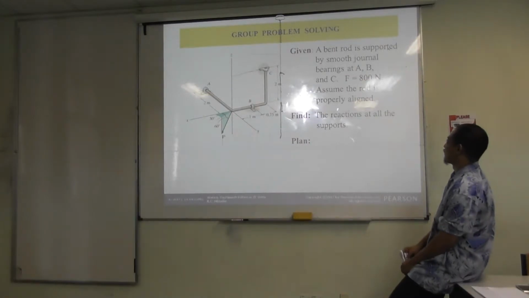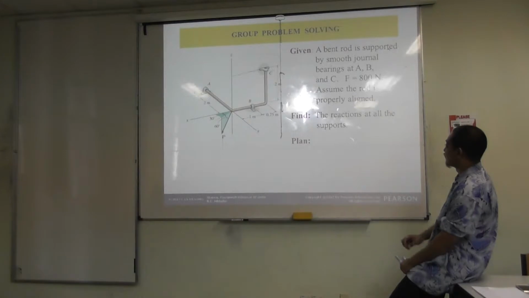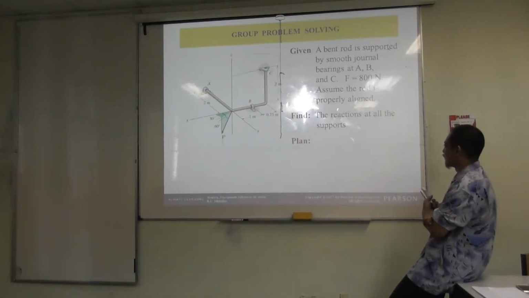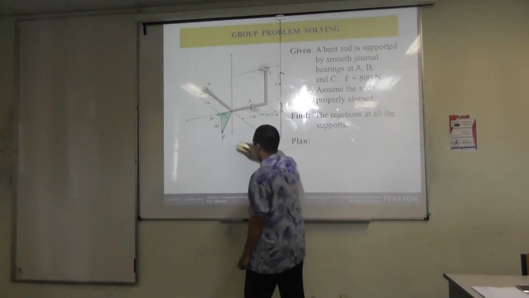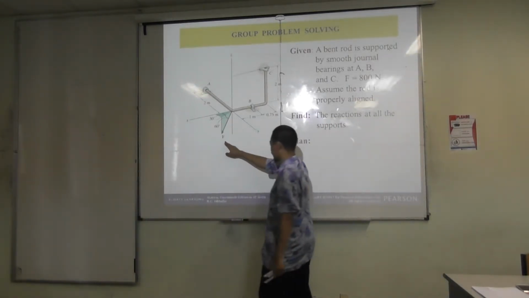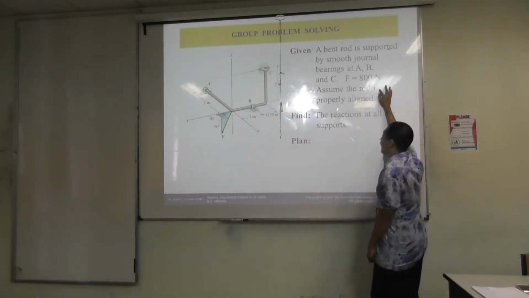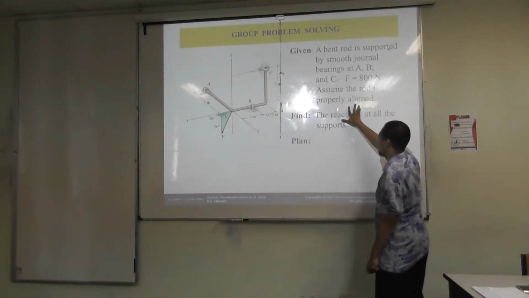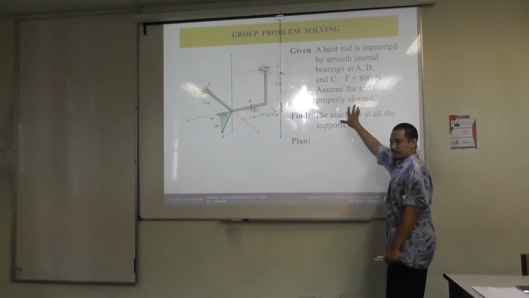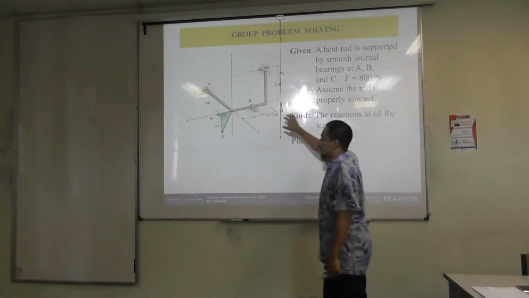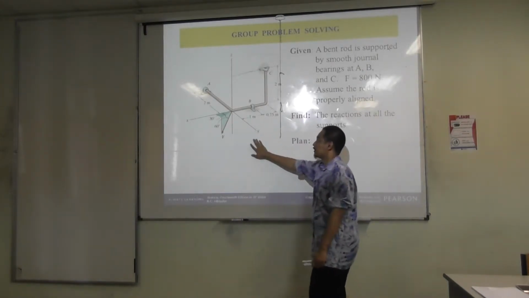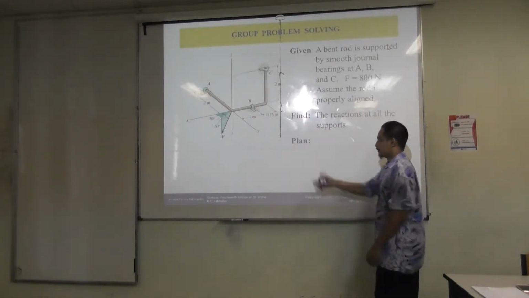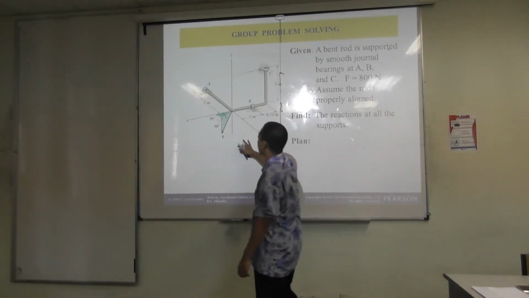A bent rod is supported by journal bearings at A, B and C. F is 800 Newton. Assume the rod is properly aligned. Find the reaction at all the supports. So basically this F is already given as 800 Newton. And another point is about the properly aligned. We discussed this in the last class, right? Where I mentioned that in the exam we try to avoid this type of question, but you have to understand that. But this is on the slide, so we have to discuss it anyway.